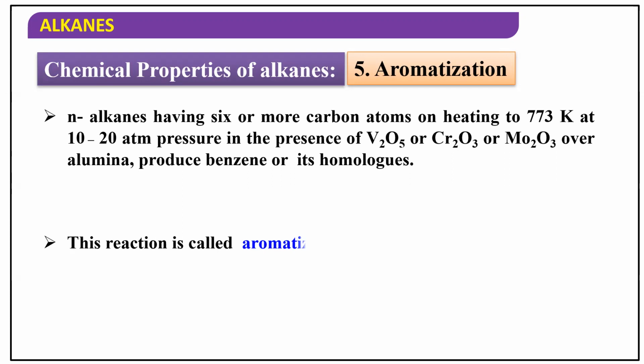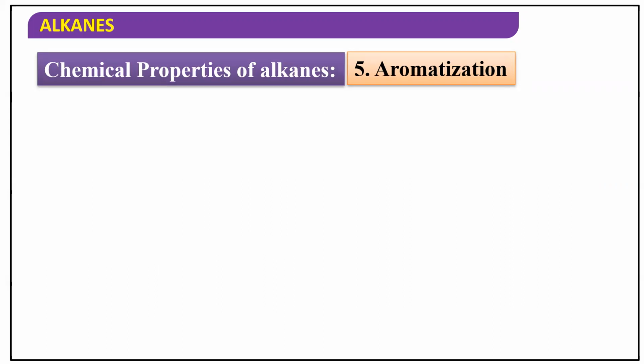And the reaction does not happen under normal conditions. It requires very high temperature, very high pressure, and the presence of a catalyst. So only when you do that can we produce benzene or its homologues. Homologues are nothing but derivatives of benzene, where you have substituents attached to the benzene ring. So this reaction is what is called aromatization reaction.